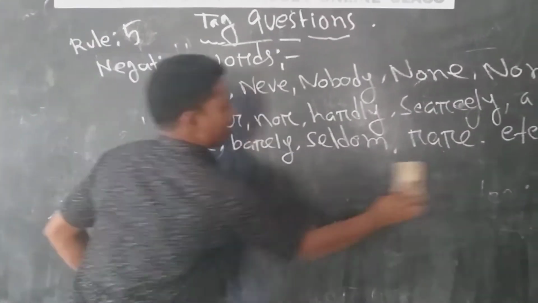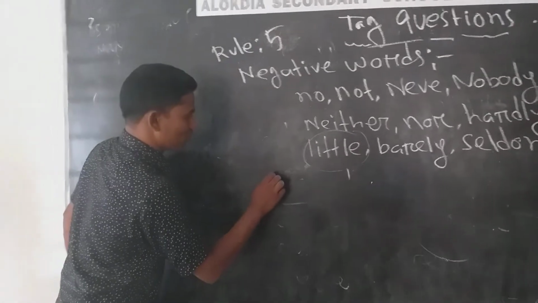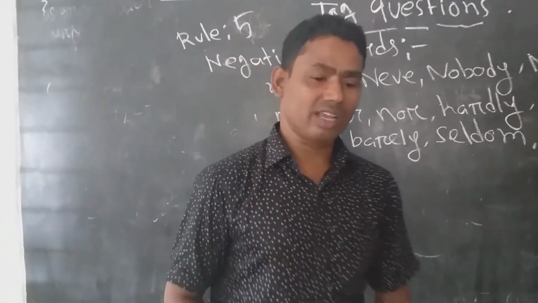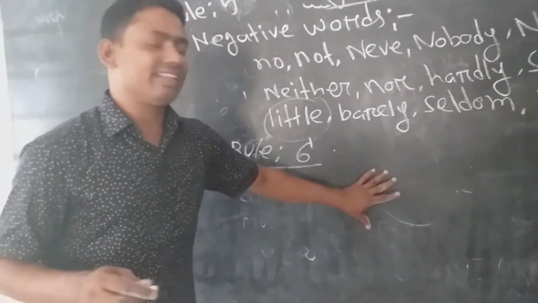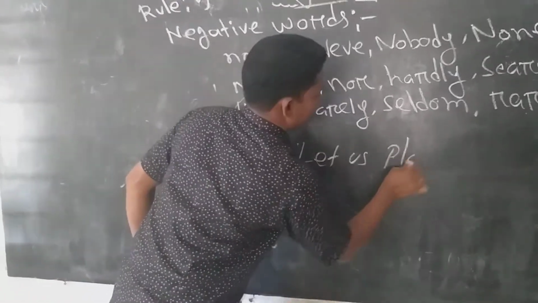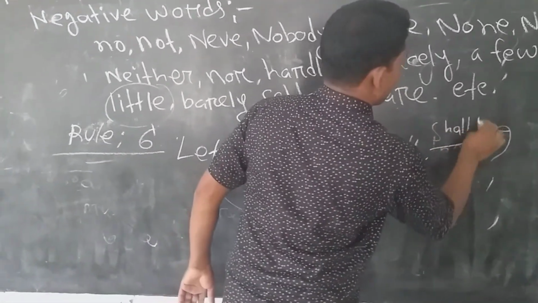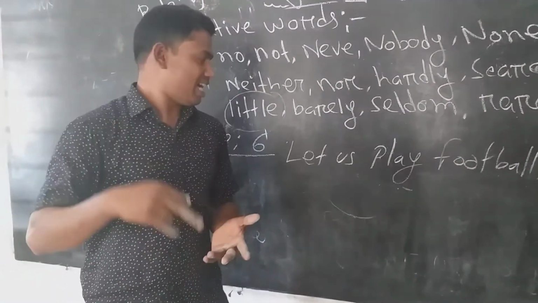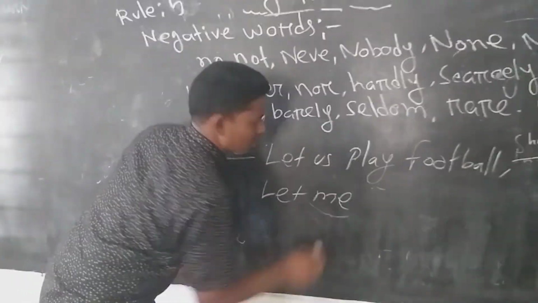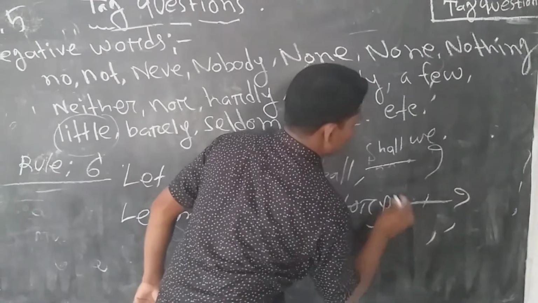Dear students, there is another rule we have to know, that is rule 6. If the sentence begins with let us or let's, then the answer should be shall. That is, let us play football, the answer should be shall we. But if the sentence begins with let him, let them, let our, let your, then the answer should be will. That is, let me tell the story, the answer should be will you.